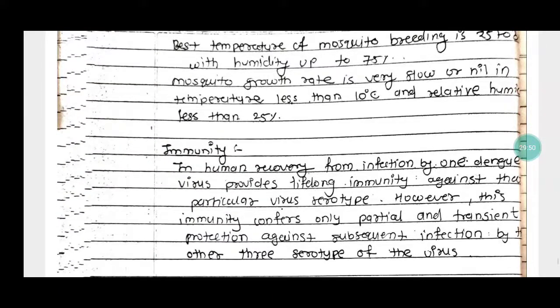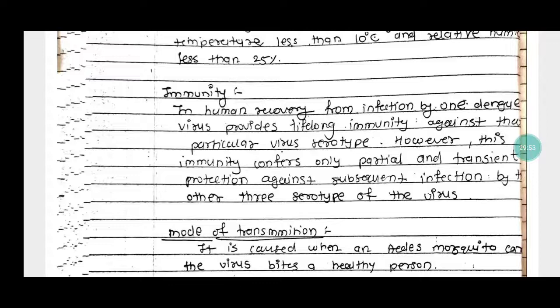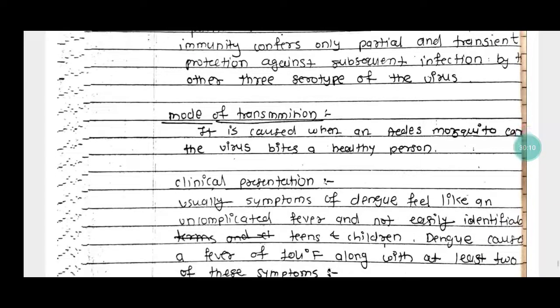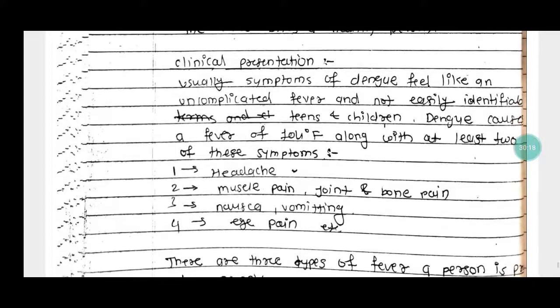And regarding immunity in humans after recovery from infection, one dengue virus infection provides lifelong immunity against that particular virus serotype. However, this immunity confers only partial and transient protection against subsequent infection by the other three serotypes of the virus. As for the mode of transmission, it occurs when an Aedes mosquito carrying the virus bites a healthy person.